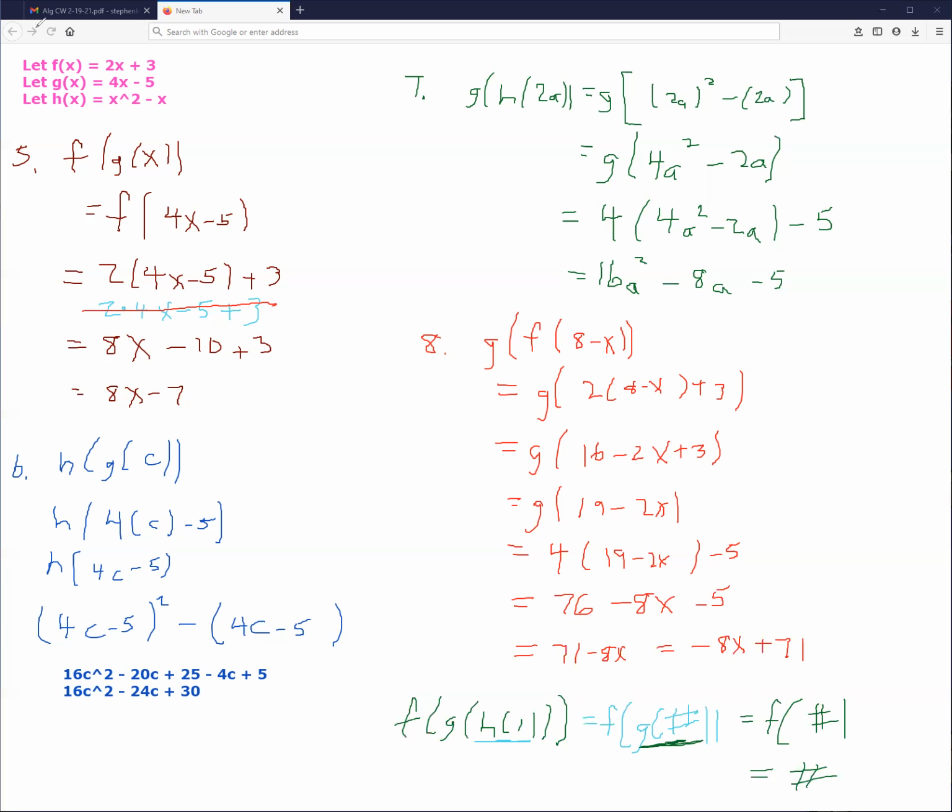So h of 1, squared minus 1, is 0. Okay, so this would have been a 0. g of 0, 0 minus 5, this would have been a negative 5. And 2 times negative 5 plus 3, this would have been a negative 7. So that's very doable.